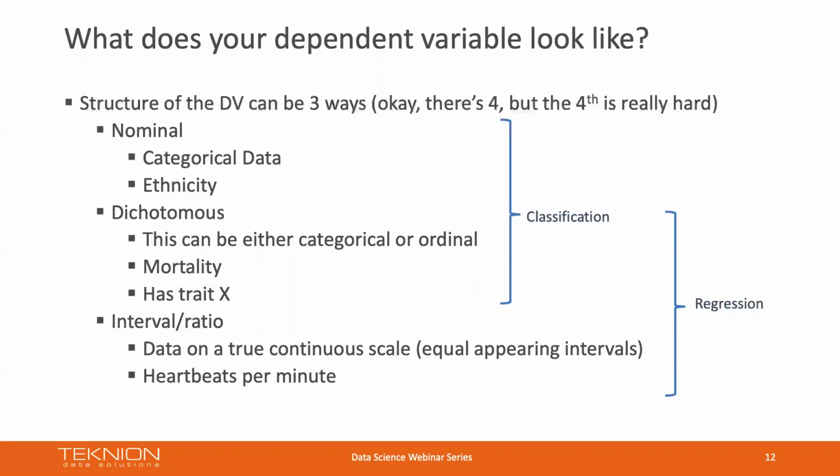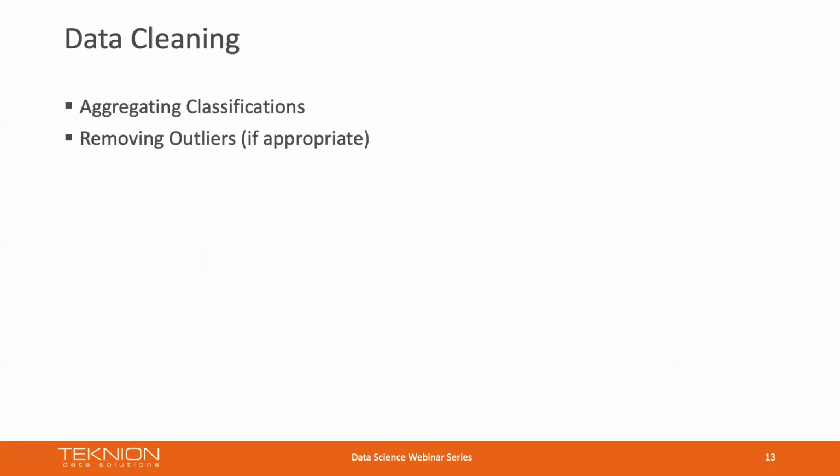When we go to our analysis, which again isn't the point of today, the nominal and dichotomous data can be analyzed with classification systems, and you can also analyze dichotomous data with regression systems, like logistic regression. But interval ratio data can only be analyzed through regression. You can't do it through classifications unless we steal the variance, and we don't want to do that, right? We don't want to do that. Okay, all right. So what about data cleaning?